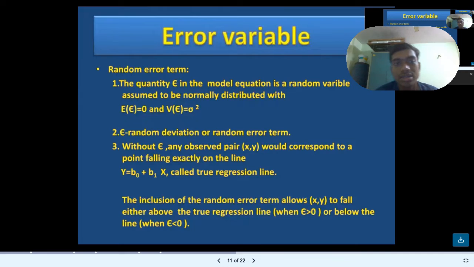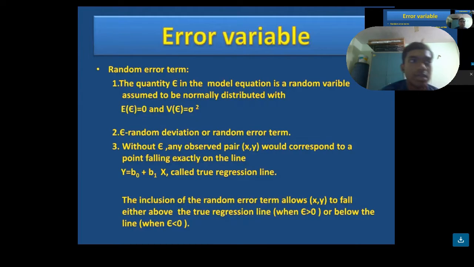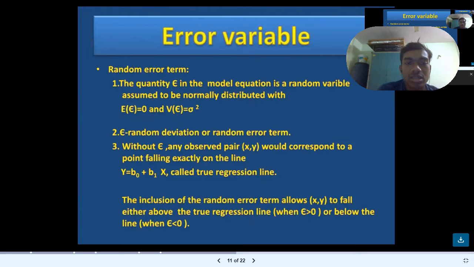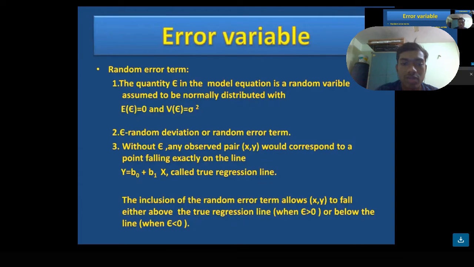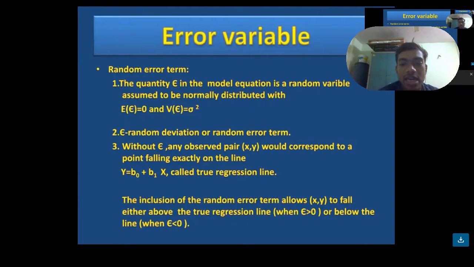So basically, without error, the predicted values will be directly equivalent to the actual values because there is no error. There are very rarely cases, maybe 0.001, where there is no error, but there is usually error. So here the variable epsilon comes in. If there is no error, then it is completely equivalent to the original values. The inclusion of the random error term allows (x, y) to fall either above the true regression line or below the line.